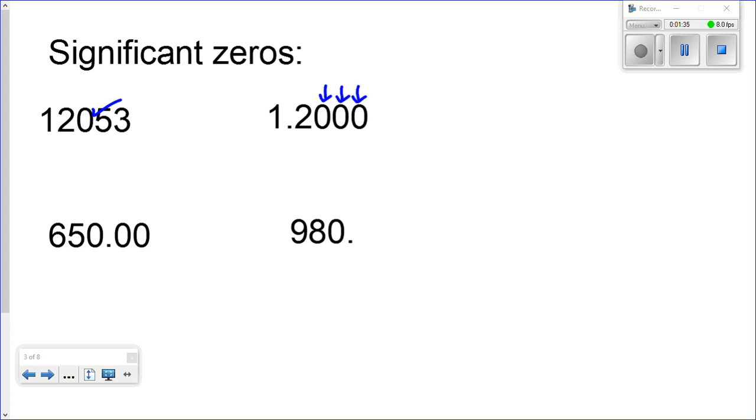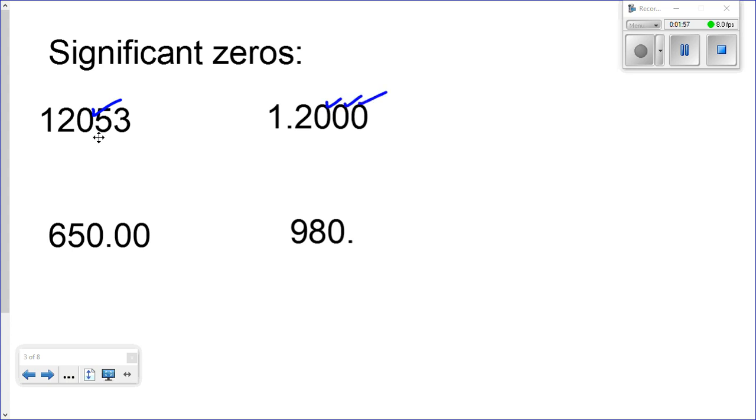These zeros are significant because we're lazy. If we didn't know these zeros, if we didn't know that they were actually zeros, why would we write them? Why wouldn't we just write 1.2? Because it's exactly the same number, just not as precise. So if we put the zeros after a decimal value, then we're confident of those zeros, so those are significant.